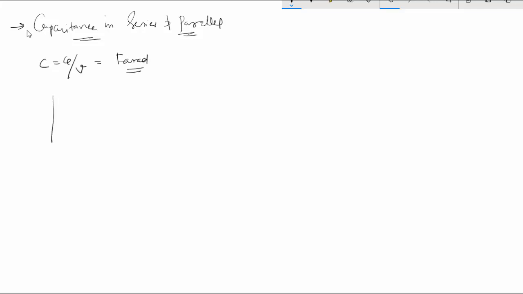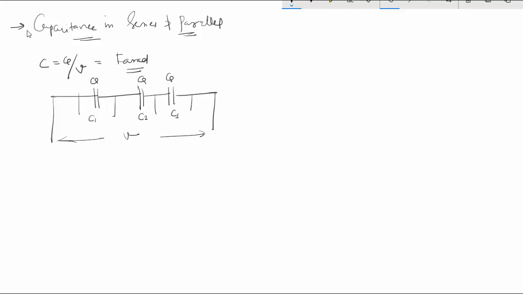So if there are 3 capacitors, this is the symbol of a capacitor, and we are supplying a voltage V across it, and the charge on each of the capacitors will be Q. C1, C2 and C3 are the capacitances of the three capacitors. So what we see is that this is a series circuit.